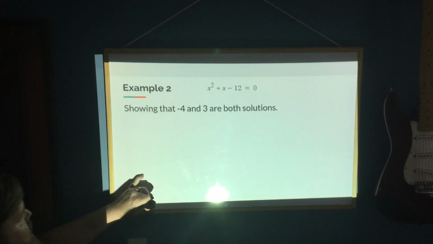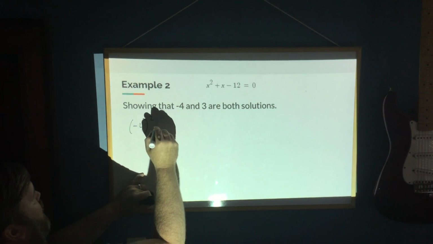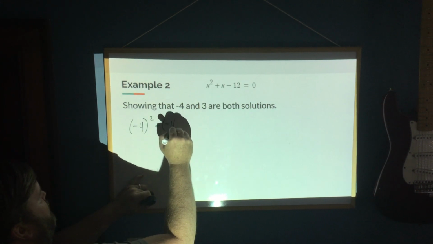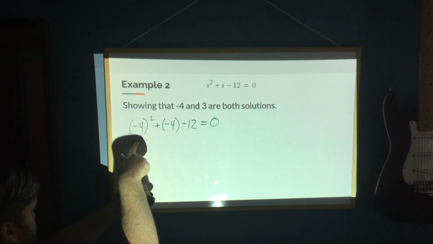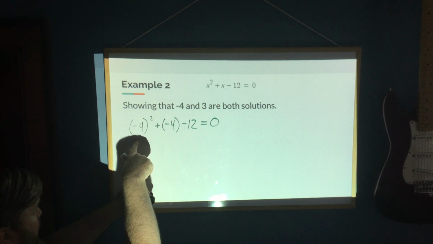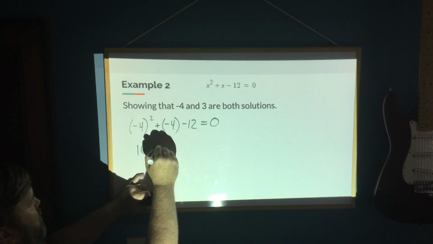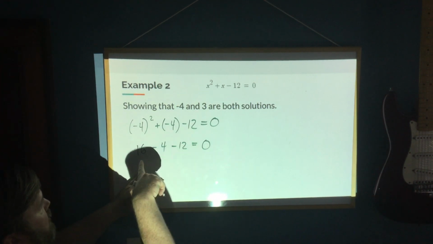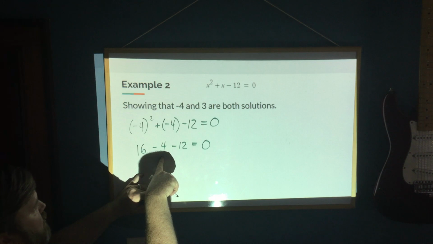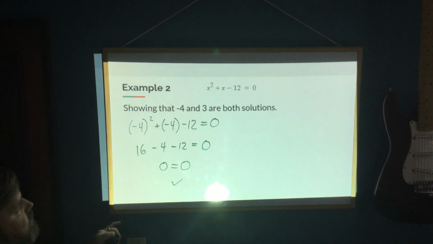Okay, let's show that they're the solutions. So I'll substitute in negative 4. So it's negative 4 squared plus a negative 4 minus 12 equals 0. Square negative 4, you get positive 16. Plus a negative 4 is just minus 4 minus 12. 16 minus 4 is 12. 12 minus 12 is 0. So that one works out.